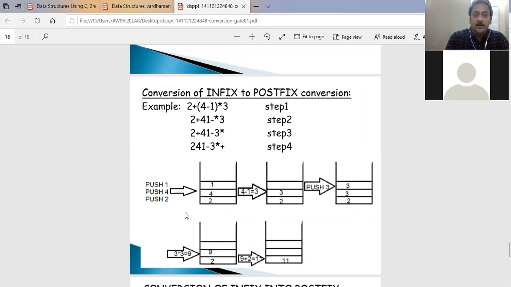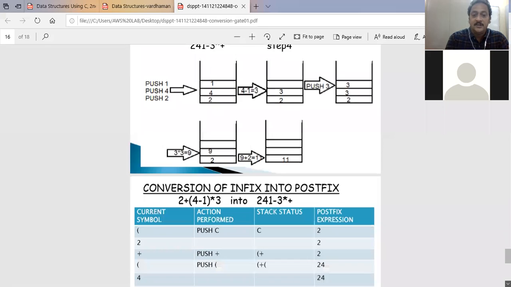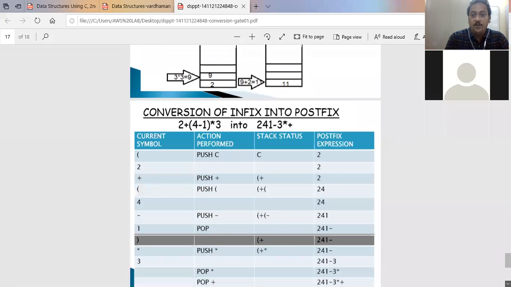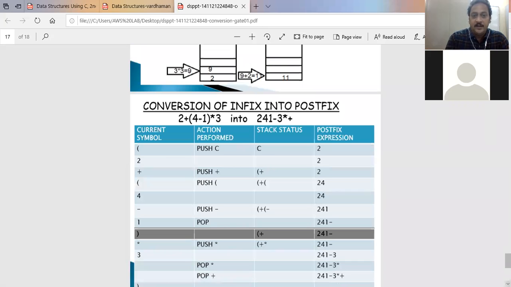The stack example they are showing here is a postfix evaluation, not a conversion from infix to postfix. While converting infix to postfix, we already practiced two or three conversions yesterday. Here we can see how an expression is converted. This is the example for that. The top one is postfix evaluation, which we'll discuss today also.